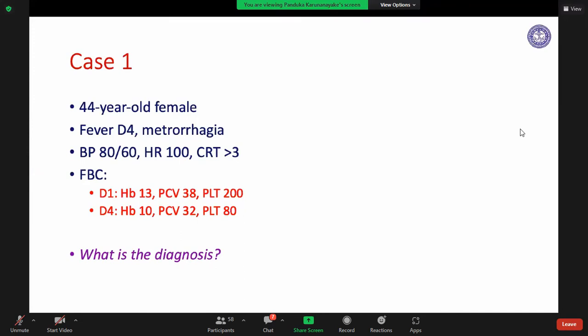Any other questions? Any other clarification that you want? Since we are quite sure that there is dengue and there is hemorrhage also, which is attributable to thrombocytopenia happening in dengue, why can't we call it dengue hemorrhagic fever? Because dengue hemorrhagic fever as a term is used for the problem that happens during the critical phase, during the leakage.